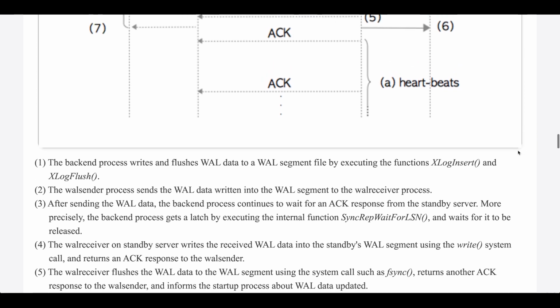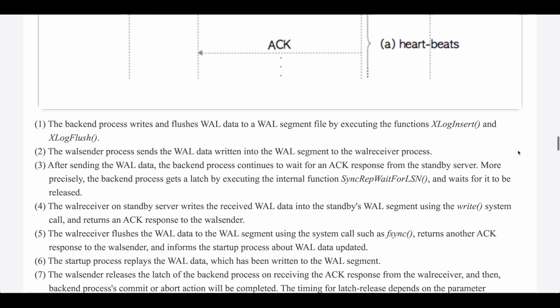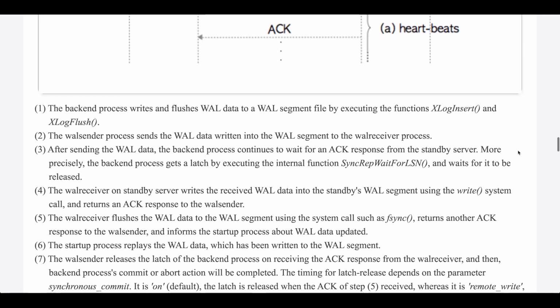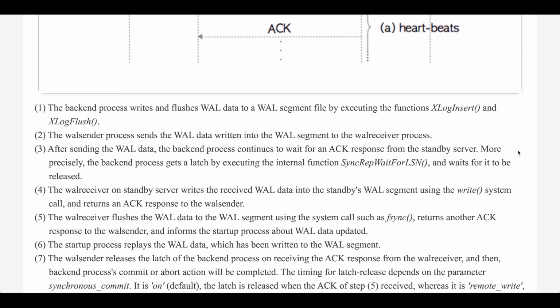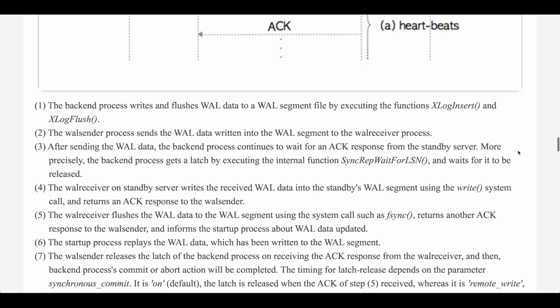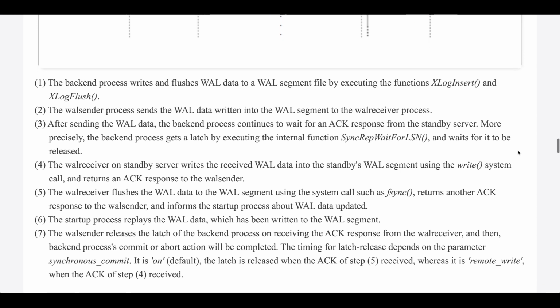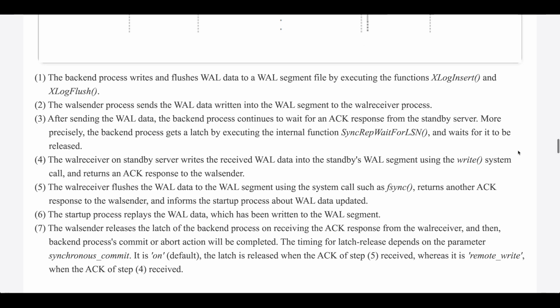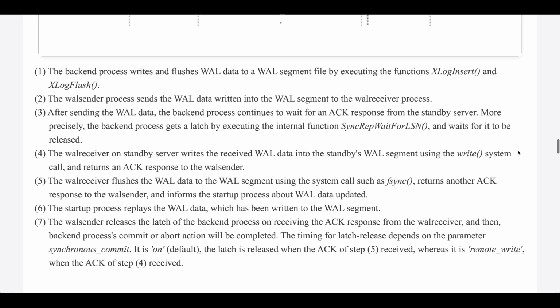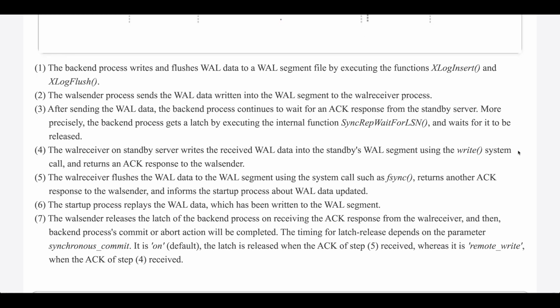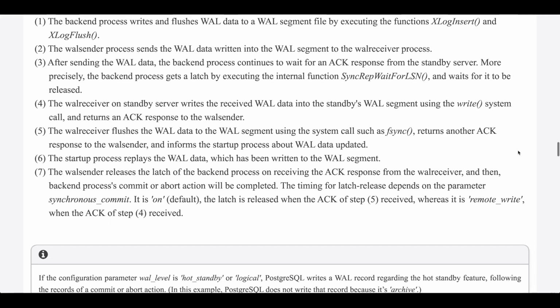7. The WAL sender releases the latch of the backend process on receiving the ACK response from the WAL receiver, and then the backend process's commit or abort action will be completed. The timing for latch release depends on the parameter synchronous_commit. If it is on, the default, the latch is released when the ACK of step 5 is received, whereas if it is remote_write, it is released when the ACK of step 4 is received.